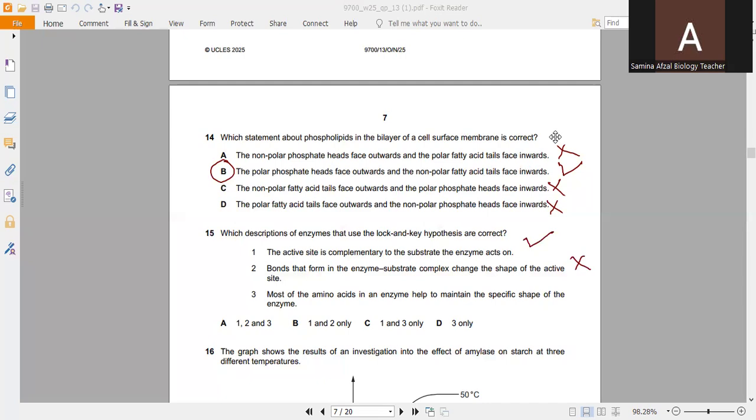Most of the amino acids in an enzyme help to maintain the specific shape of the enzyme. So this is also a correct statement, because only a few amino acids make up the active site. The vast majority of the remaining amino acids in globular proteins are essential for folding, forming bonds, and maintaining the overall 3D tertiary structure. So that keeps the active site intact. According to this, statements 1 and 3 are correct, and this option goes to C, which is the correct option instead of all the other options, which are incorrect.